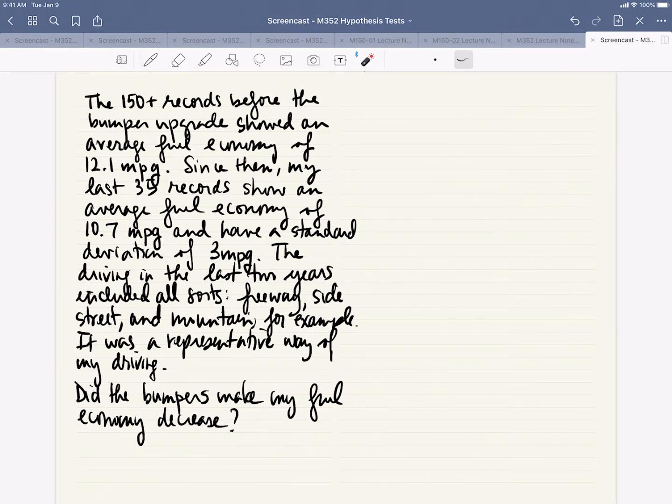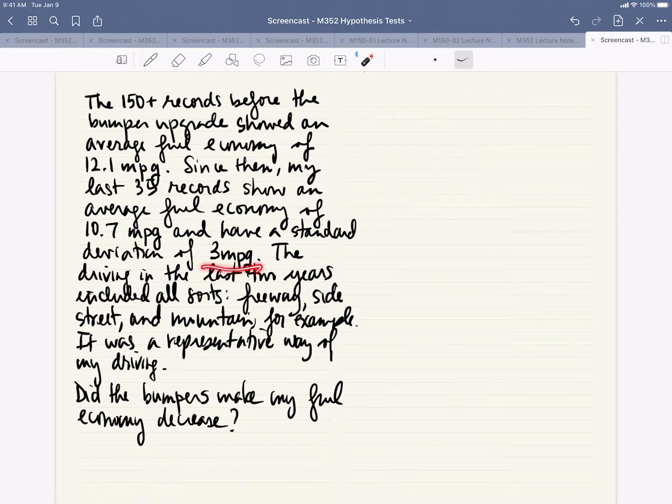The driving in the last 2 years, for what it's worth, included all kinds of driving: freeway driving, side streets, mountains. So it's going to be a good representative sample of the way the truck drives. It's not like it was all mountainous driving or all freeway driving. So the question I have is, did the addition of the bumpers make my fuel economy decrease? On the face of it, you can see there's this difference. So a reasonable person would say, well, yeah, it looks different to me.